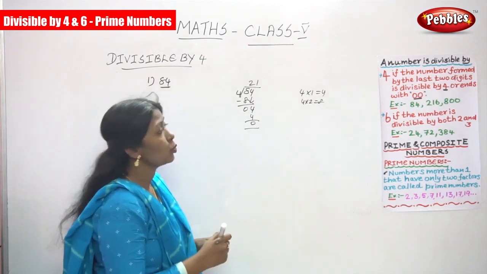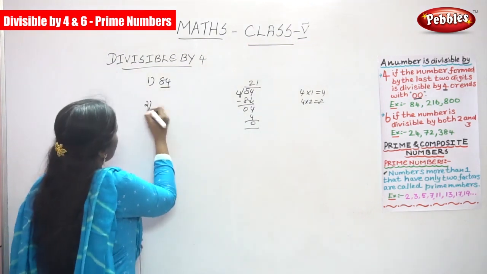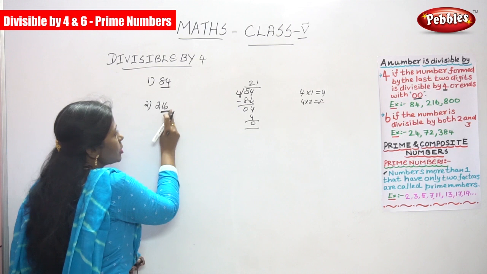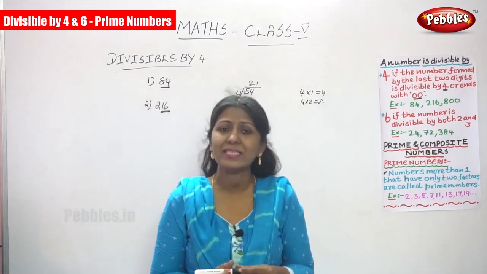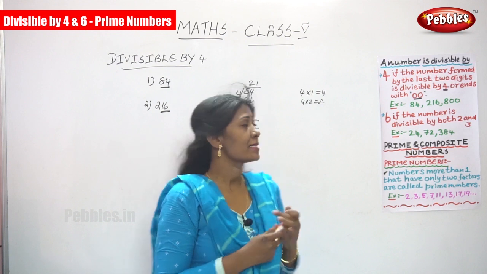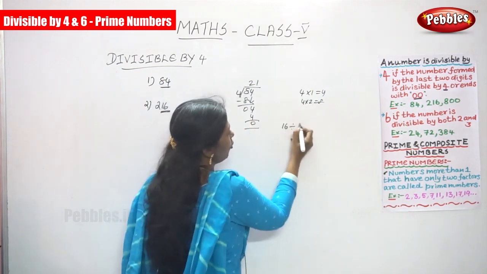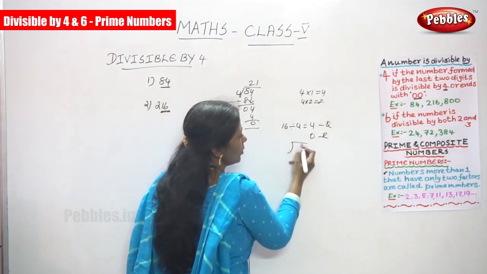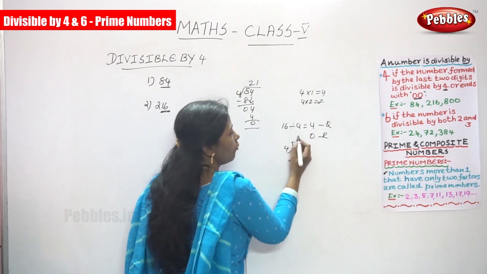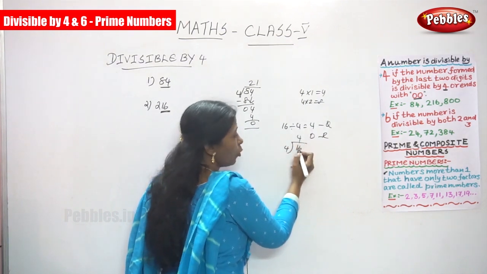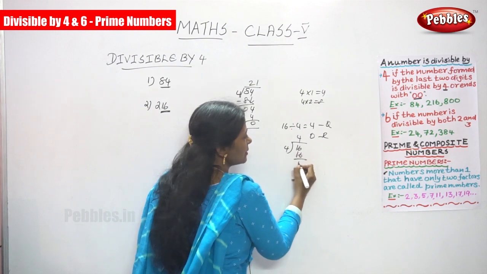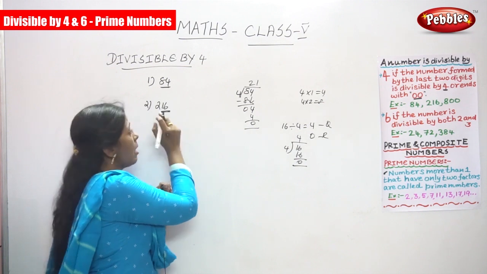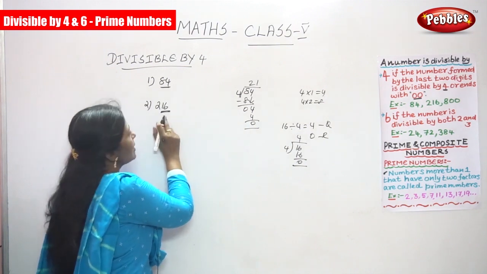The next number is 216. The last two digits are 16, ones and tens. Is 16 divisible by 4? Yes, 16 is divisible by 4. You get 4 as the quotient and the remainder is 0. Look at this, 16 divided by 4: 4 4s are 16, you must use the fourth table. The remainder is 0. So the last two digits are divisible by 4, and this number is also divisible by 4.